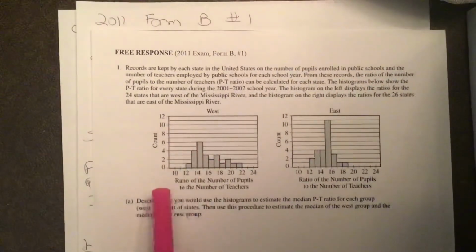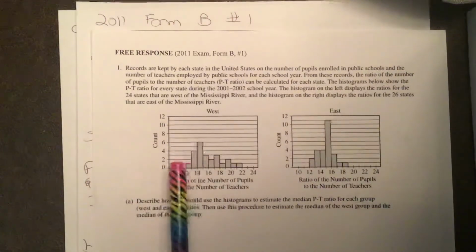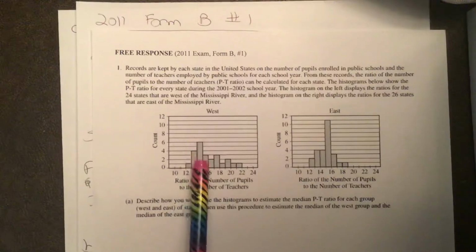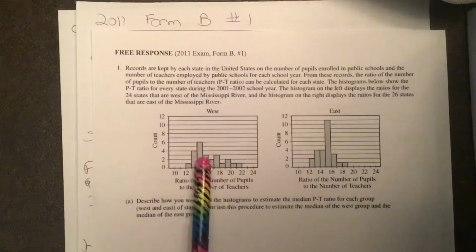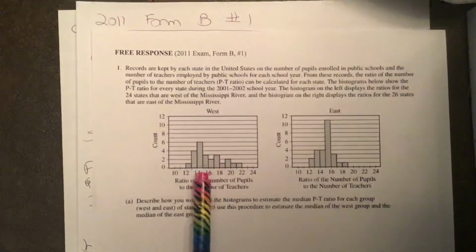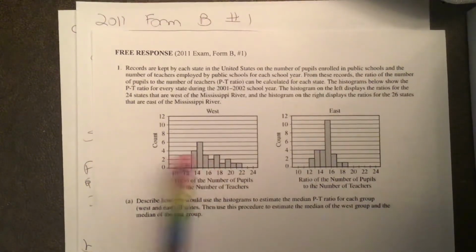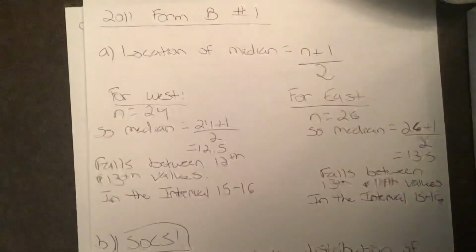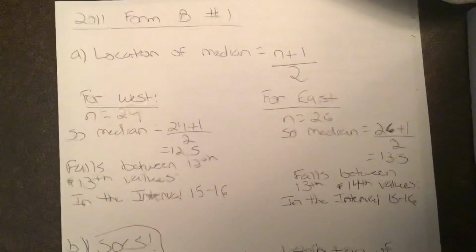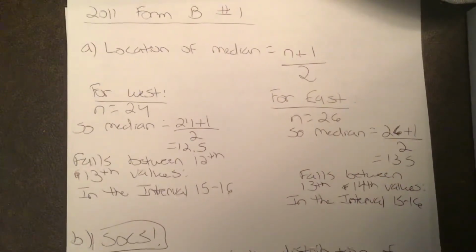So if we go back to the histogram and keep adding these up, 1 plus 4 is 5, 5 plus 6 is 11, and then 11 plus 3 is 14. So it's going to be somewhere in this bar right here between 15 and 16 where I'm going to get to that middle data value. So the median for the West is in the interval 15 to 16. Now we don't know the exact value because it's a histogram, but we do know it's in that interval.